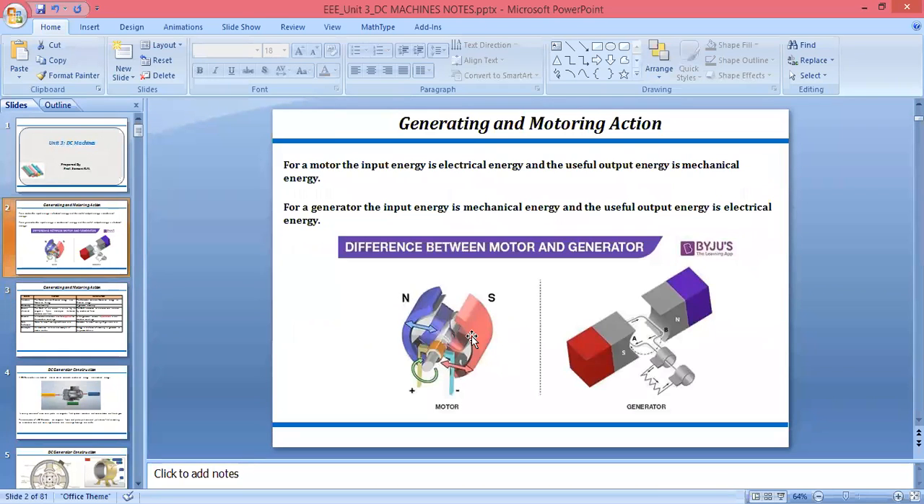If you see the structure of the motor and DC generator, we are using here stator and rotor. Stator means the part of the DC generator or DC motor that is stationary, that is not moving. We can call this a stator.